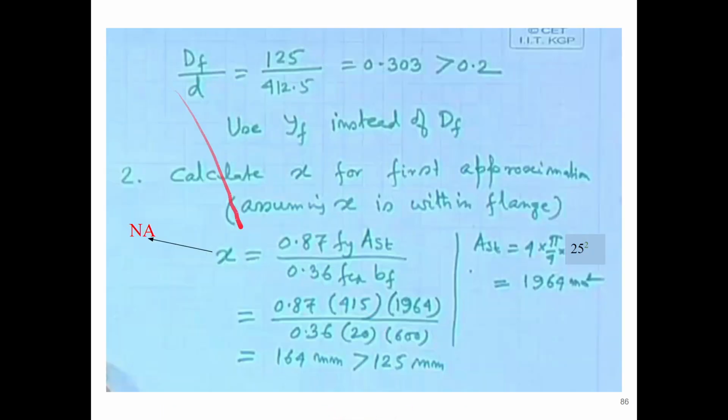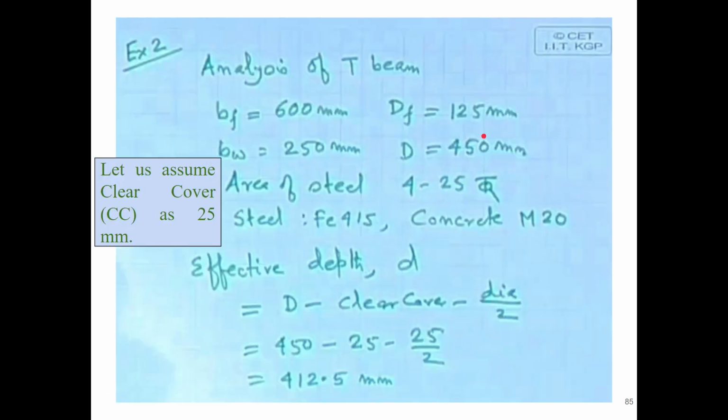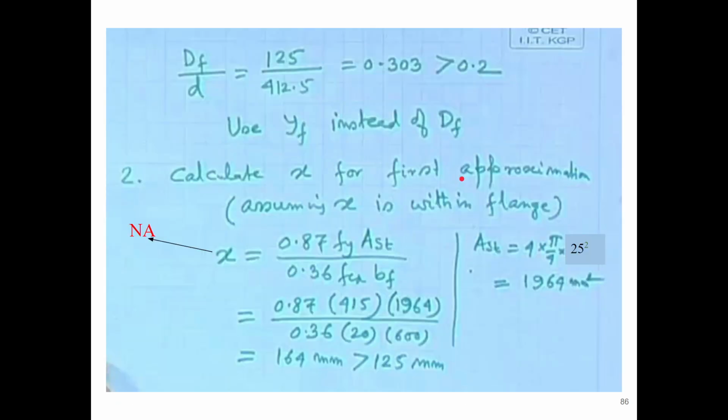So Df by d, it is 0.303, which is greater than 0.2, right? Depth of flange given was 125, and d was 412. So this is 0.303, which is greater than 0.2. That means it is not case 2. So case 2 is rejected.